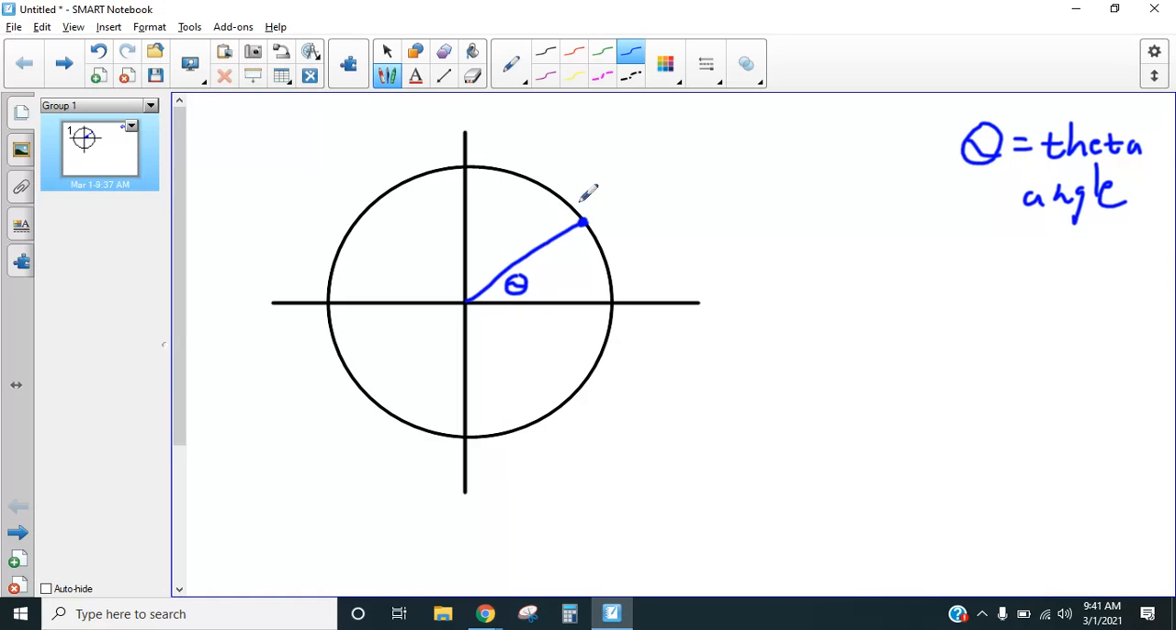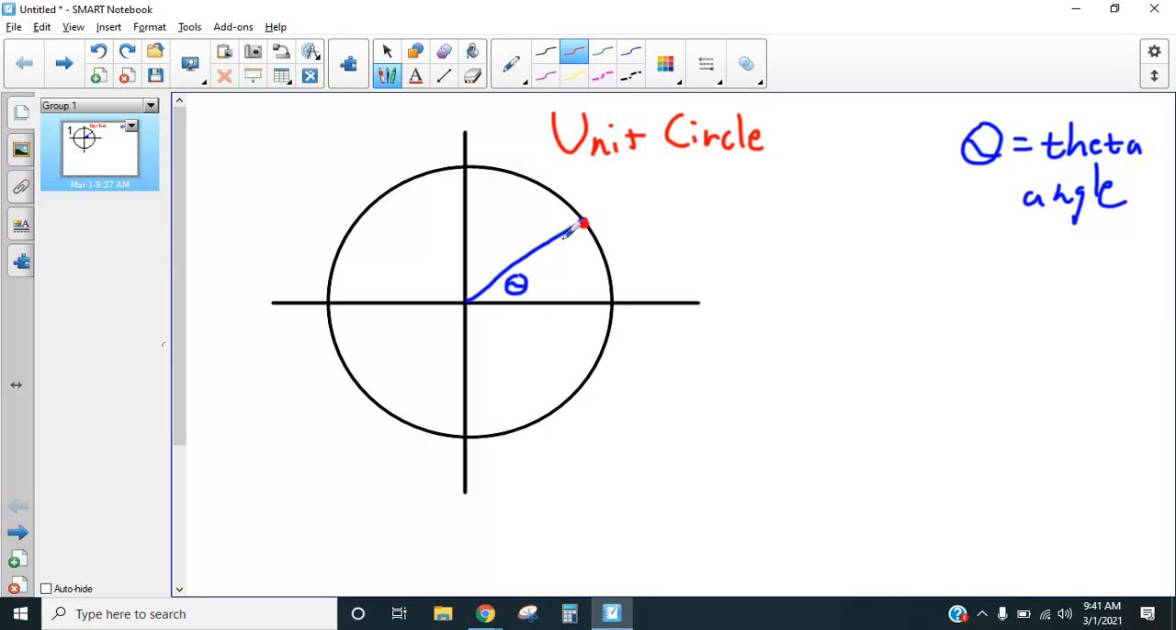Now, if we have an angle on a circle, and this circle has a radius of 1, that means it's 1 in every direction. You don't need to write down the 1. But we call that circle a specific name. It's called the unit circle, and we call it the unit circle because it has a radius of 1.